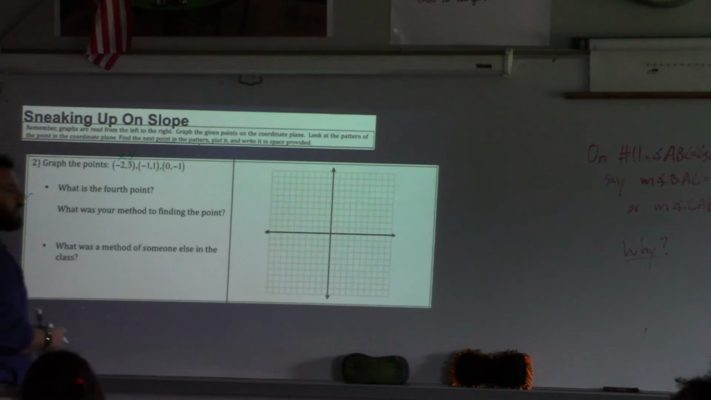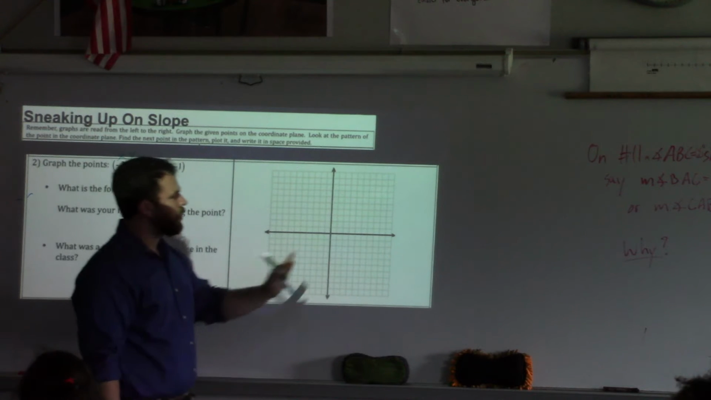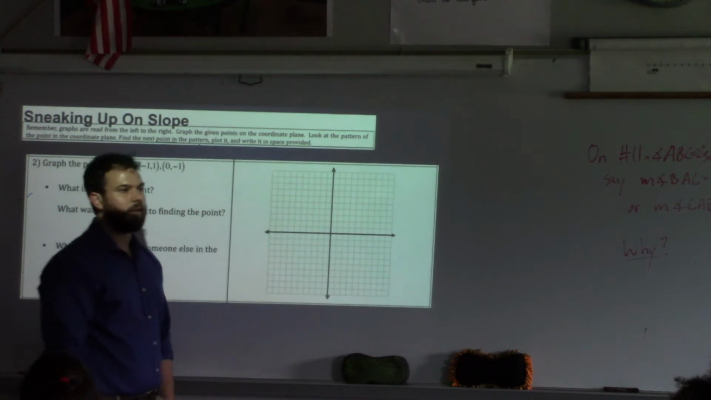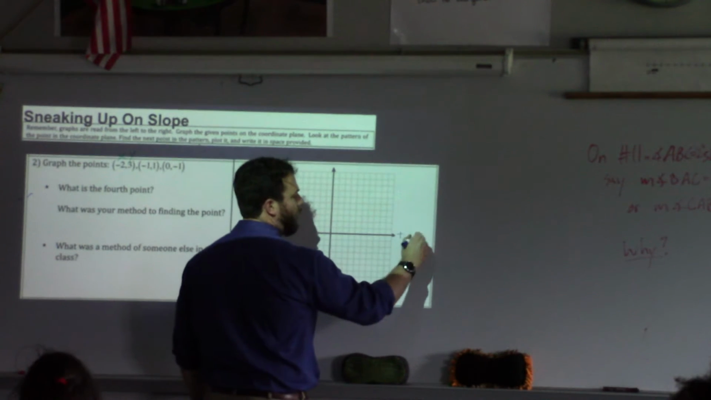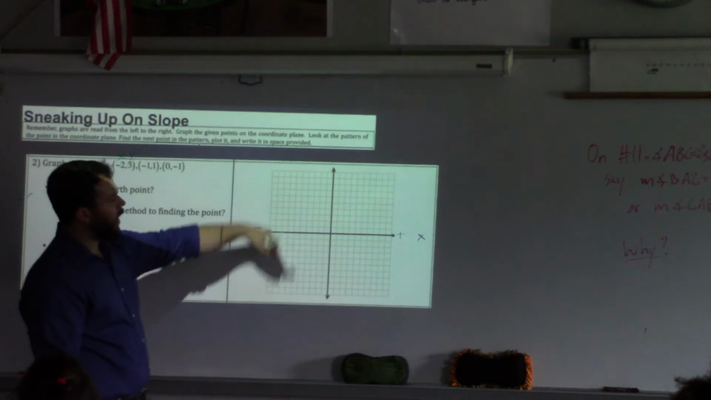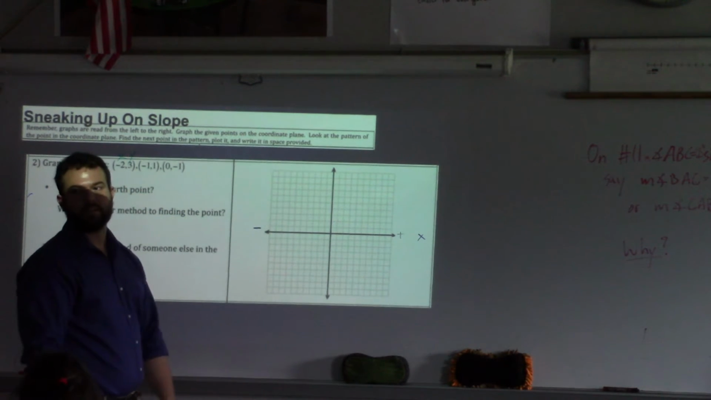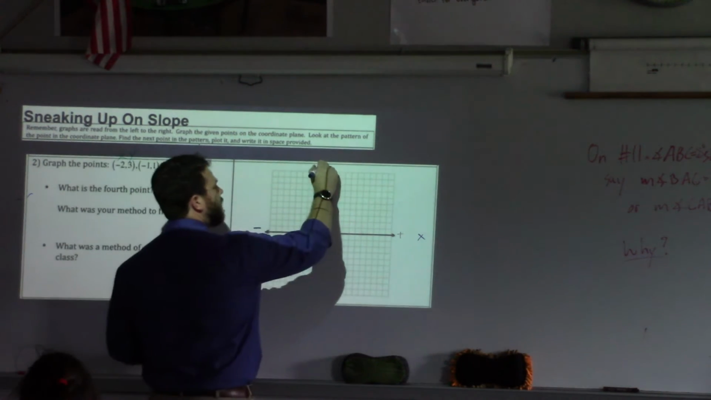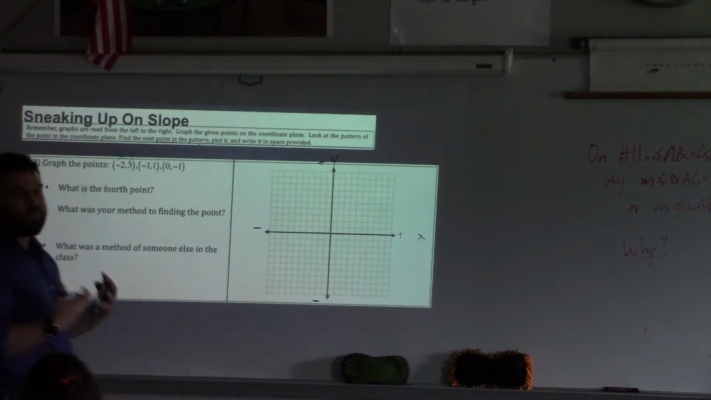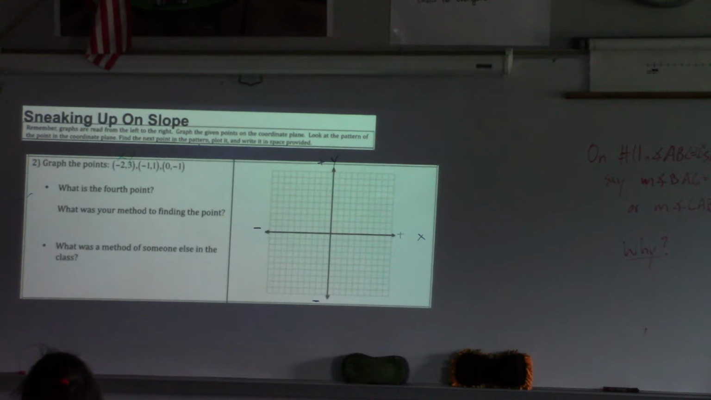And then, in general, would you think going to the right is positive or going to the left is positive? To the right. That's why this is the positive part of the x-axis. This is the negative. Would going up be positive or going down be positive? Up is positive. So this is the positive part of the y-axis, and this is the negative part. These are basics that are really important that you need to understand.